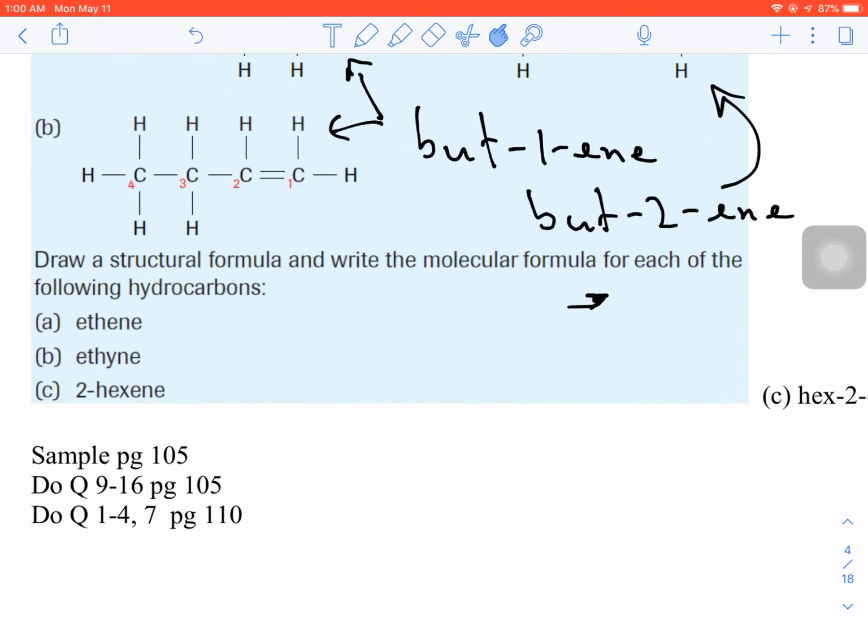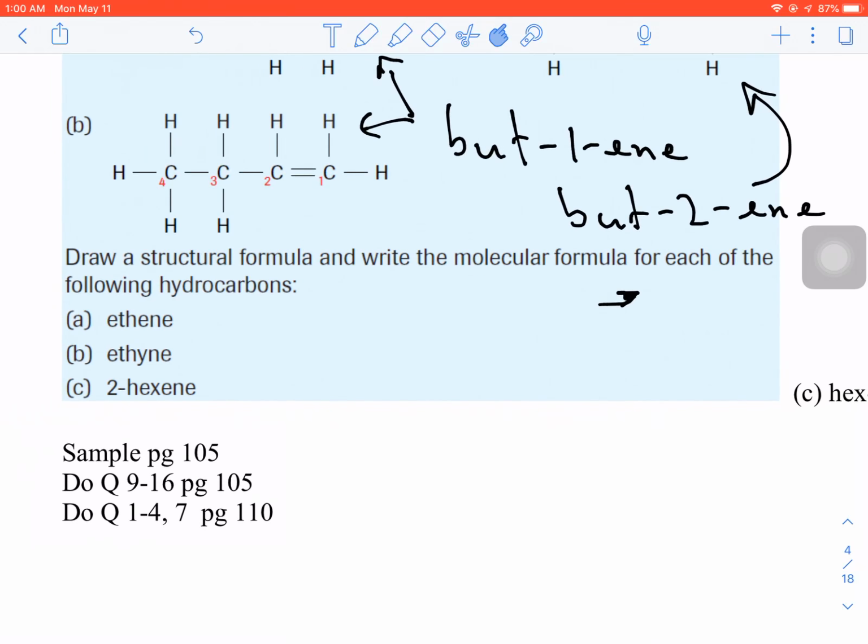It says draw the following molecules: ethene, ethyne, and it should be hex-2-ene. This is the old naming system. This is not the way we name things anymore, right? The 2 comes just before the ene.